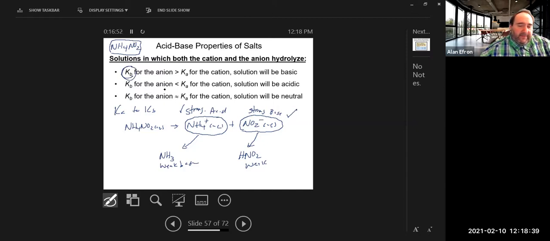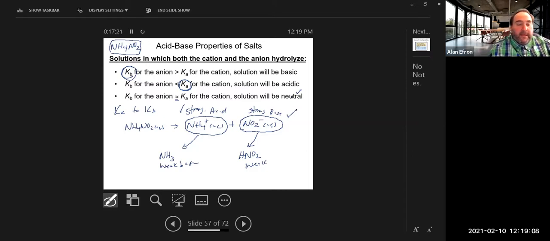Same thing would happen if the opposite was true. If the Ka value for the cation was larger than the anion, you would assume that solution would be acidic and just do the calculation for the Ka value. If they happen to be pretty close to each other, I wouldn't do a calculation. You could probably just assume that it's going to be neutral. Personally, I don't think we'll come across too much of that here. Maybe in the textbook or online, you might come across it.